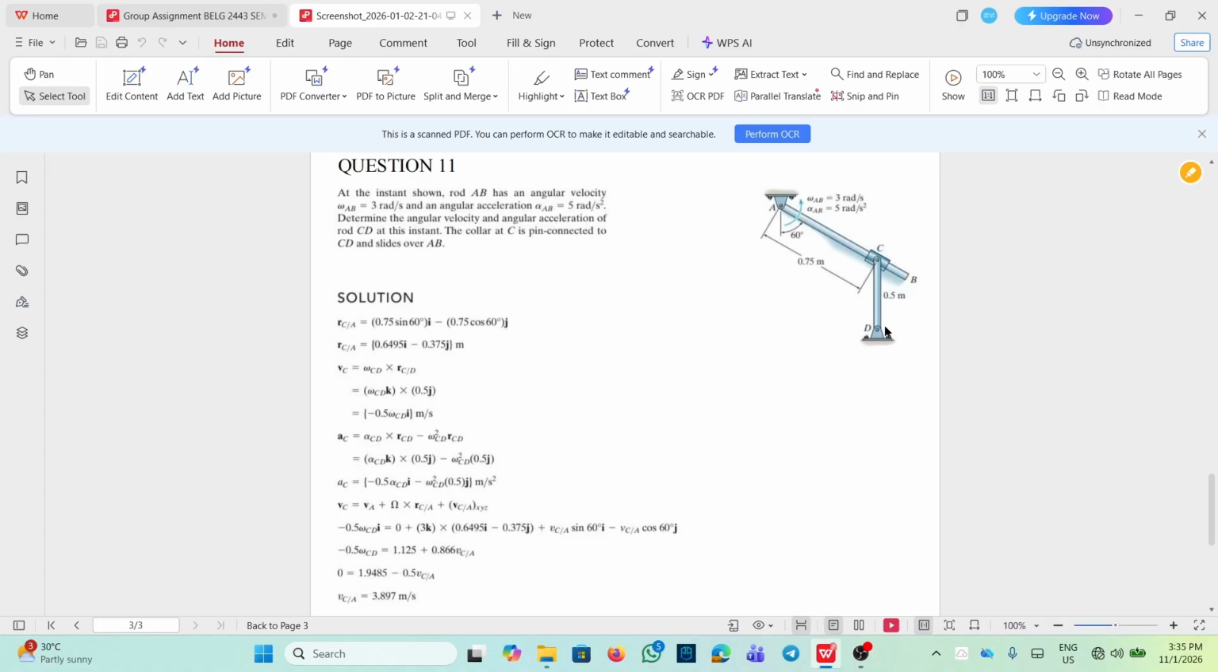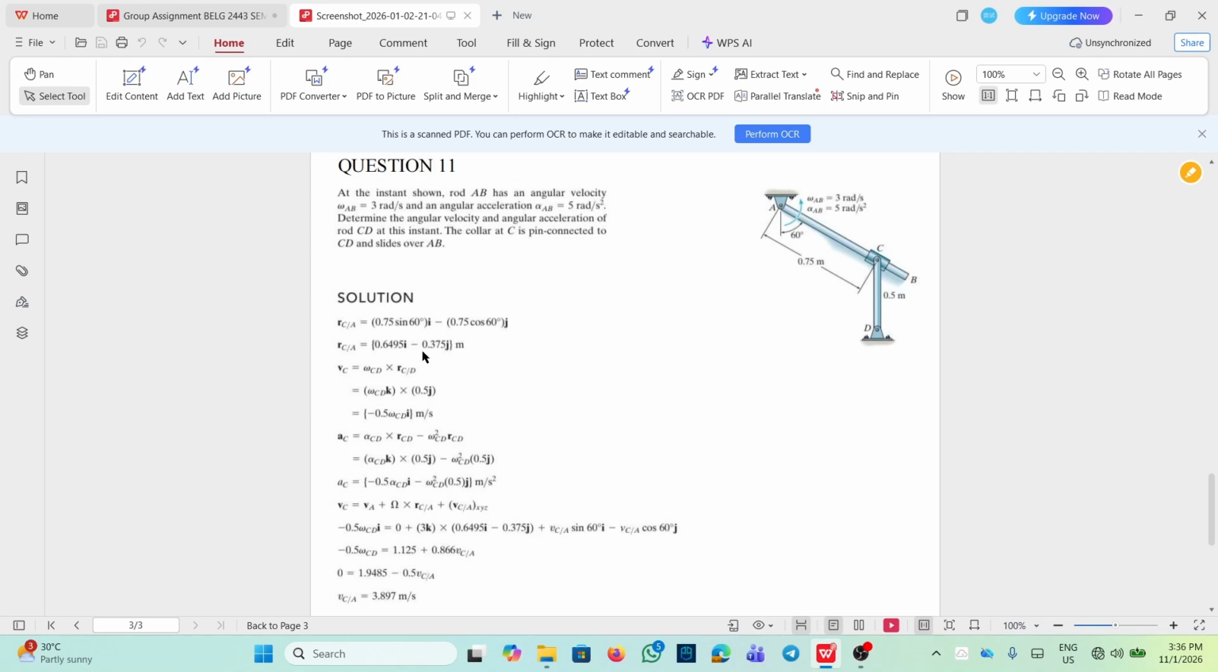Now, we begin with the position vector of point C relative to point A. Since the length of AC is 0.75 meters and rod AB is inclined at 60 degrees, the position vector is resolved into Cartesian components. This gives RCA equals 0.75 sine 60 degrees i minus 0.75 cos 60 degrees j, which gives 0.6495 i minus 0.375 j meters.